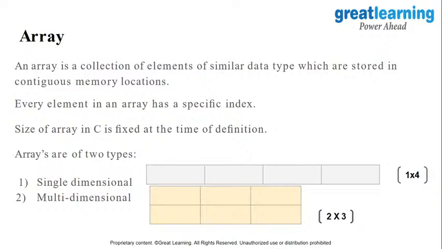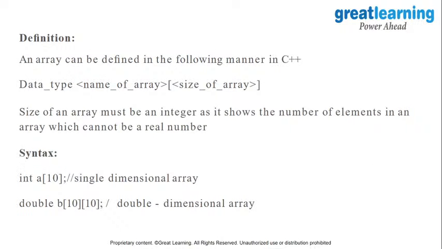This is why indexing starts from 0. Okay, so arrays are of two types. They're basically single dimensional 1D arrays or multi-dimensional arrays. Okay, 1D array or multi-dimensional array. Okay, so what is the definition?